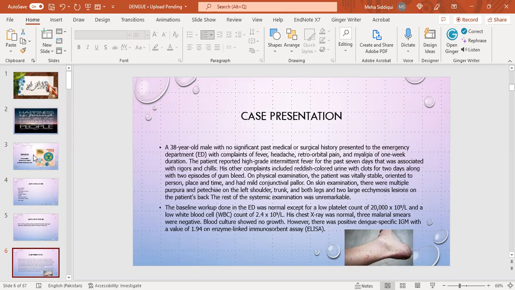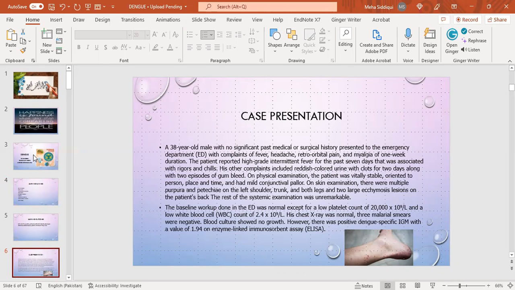This is a case scenario. A 30-year-old male with no significant past medical or surgical history presented to the emergency department with complaints of fever, headache, retroorbital pain, and myalgia of 1 week duration. The patient reported high-grade intermittent fever for the past 7 days that was associated with rigors and chills. His other complaints included reddish-colored urine with clots for 2 days, along with 2 episodes of gum bleed.